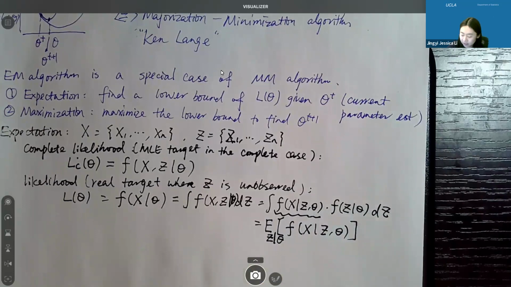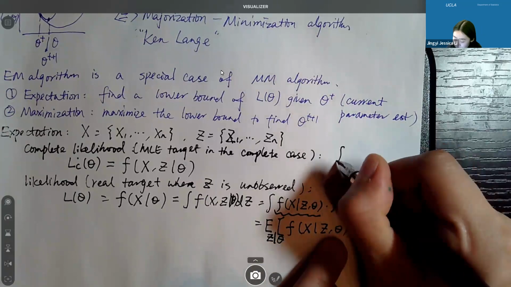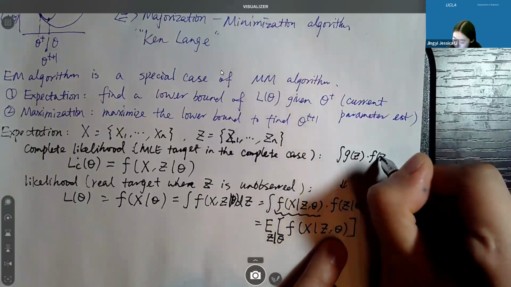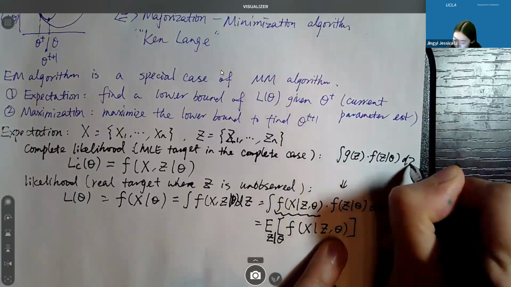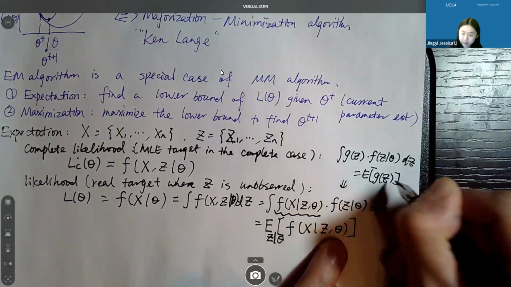This is just using the definition of expectation, nothing special. For example, for any function g of z, g of z times the density of z given theta, dz, is defined as the expectation of g of z. That's it.